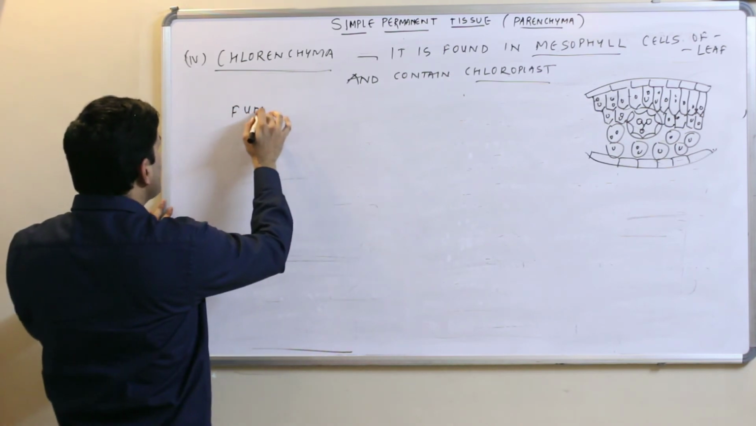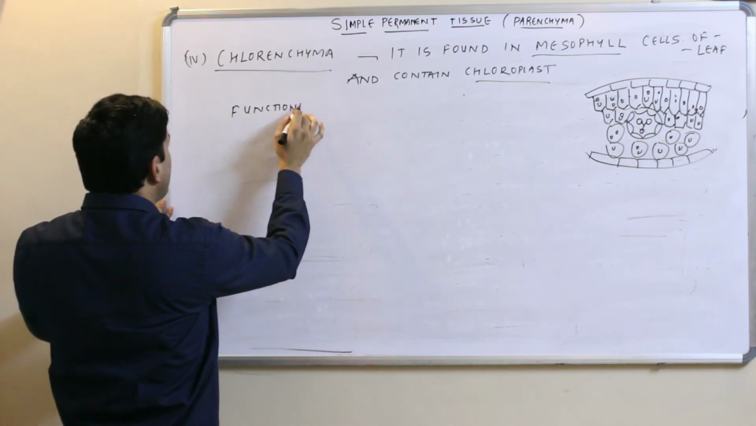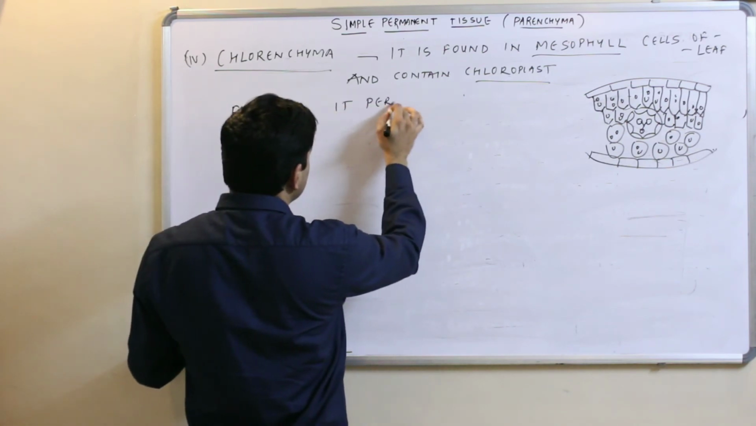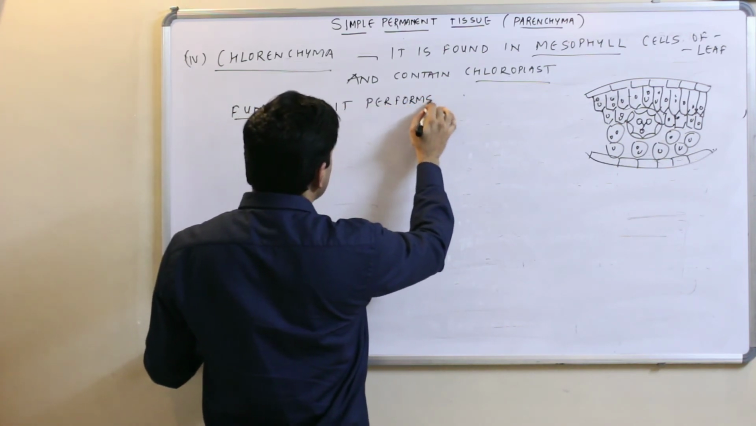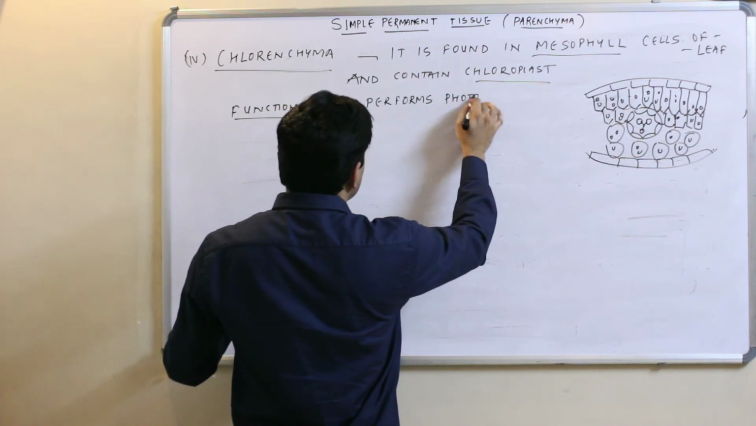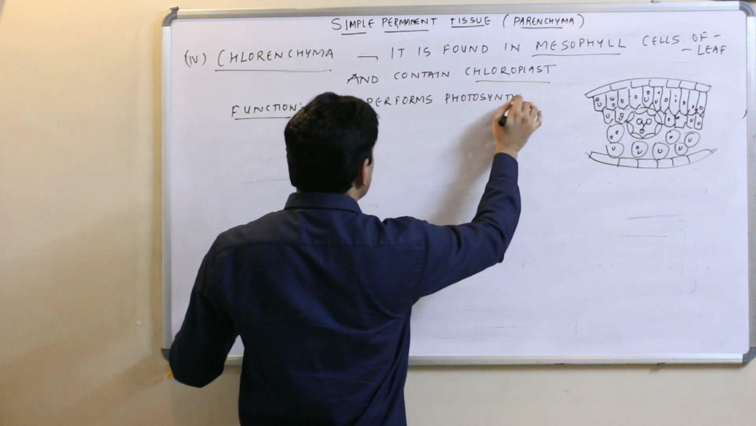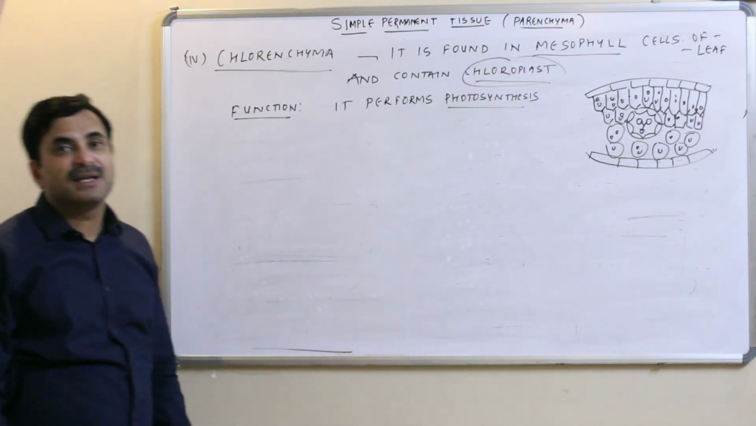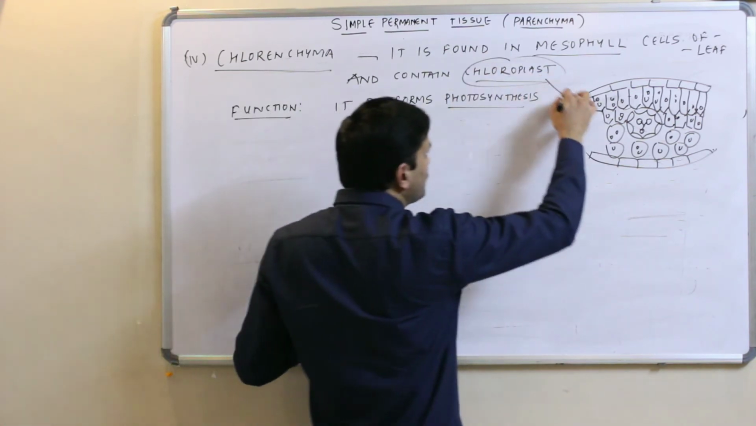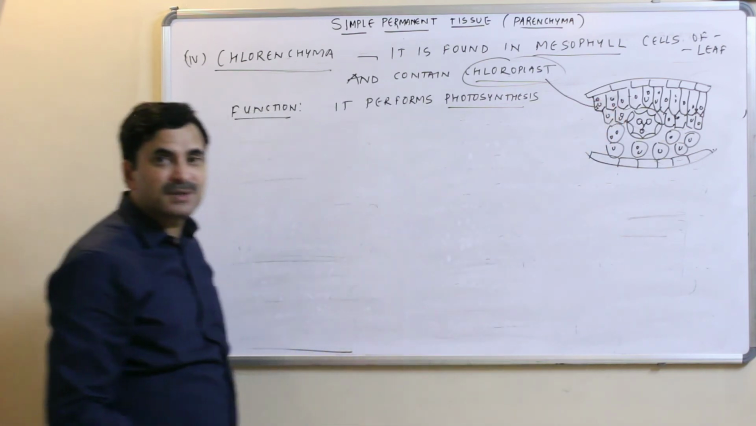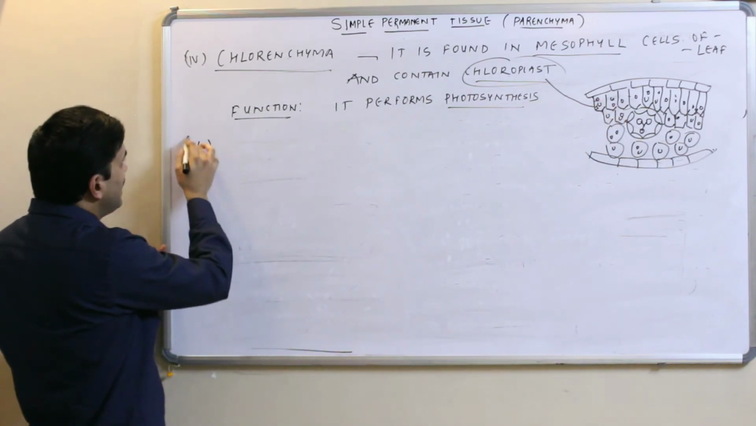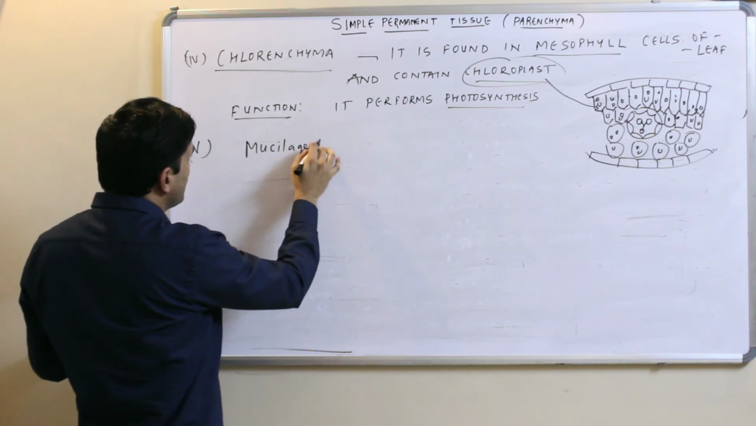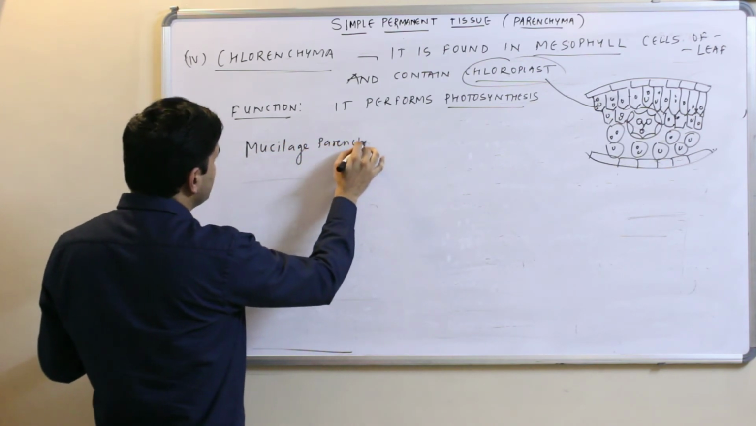What is the prime function of the chlorenchyma? The prime function of the chlorenchyma is that it performs photosynthesis. Why? Because it has chloroplast. So definitely it will perform photosynthesis. Alright. And the last type is the mucilage parenchyma.